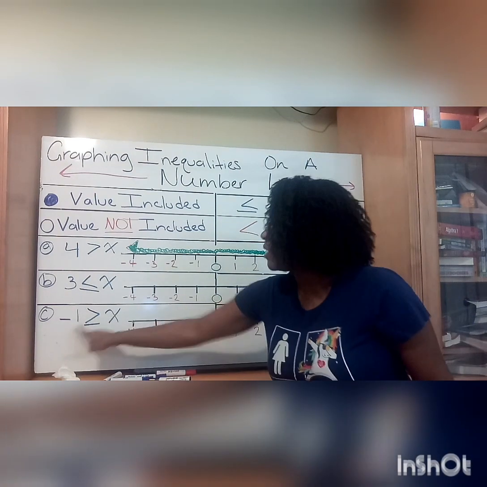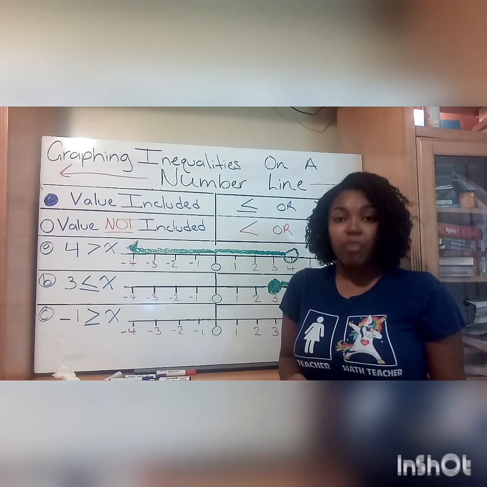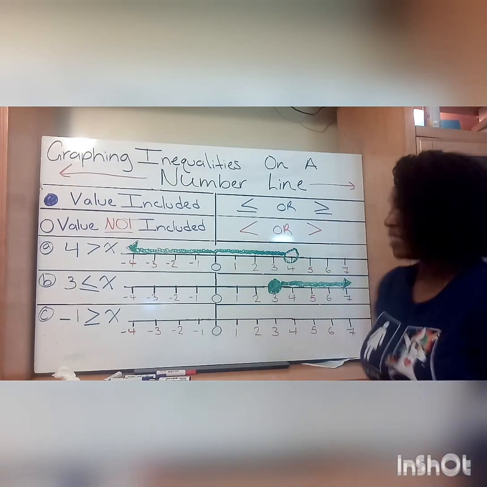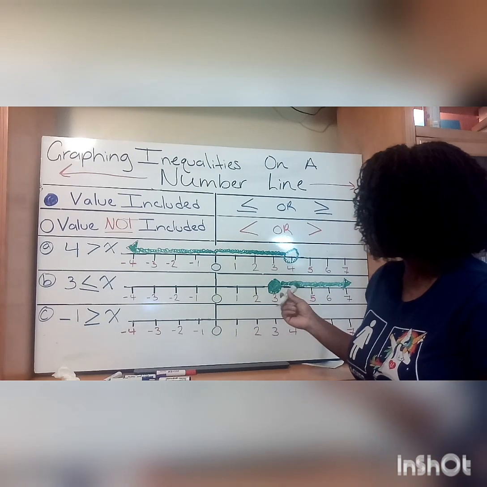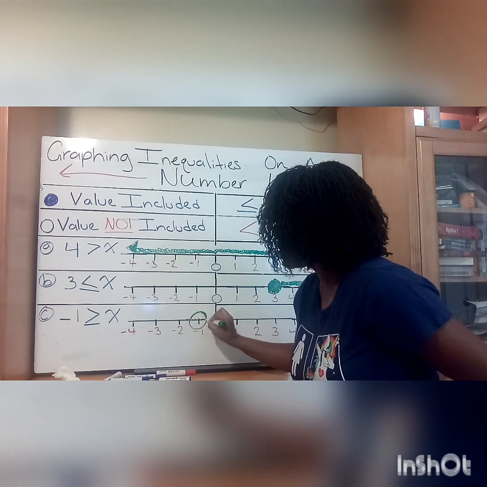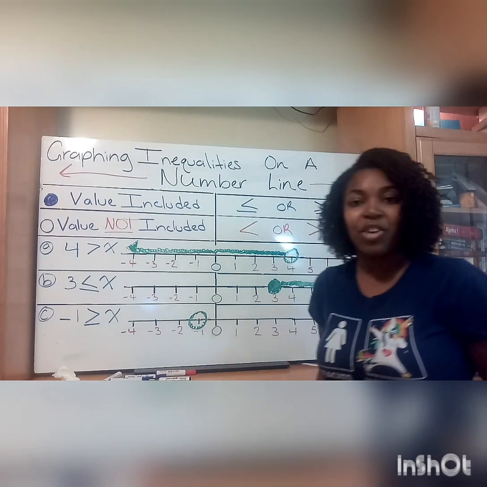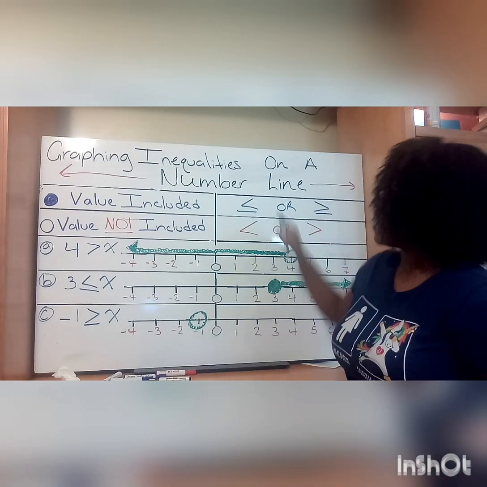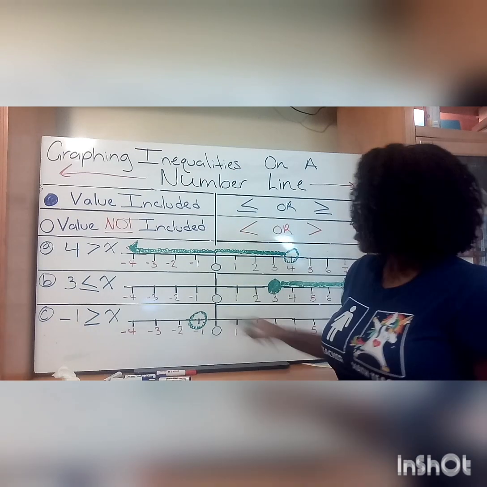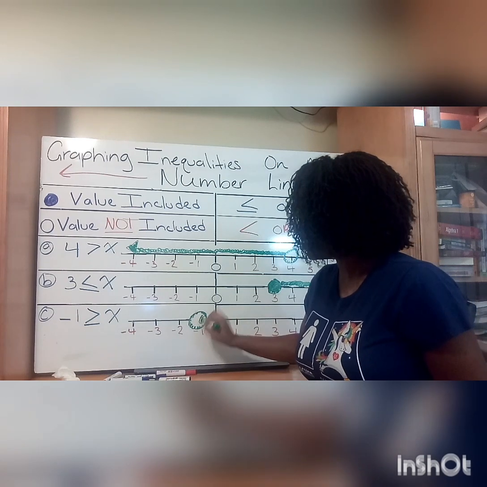So -1 is greater than or equal to x. Okay, so -1 is right here. And I already want to go ahead and fill that in, because I know that if it says "or equal to," that means that value is included. So I'm going to go ahead and fill in -1 because it is a possible solution here.